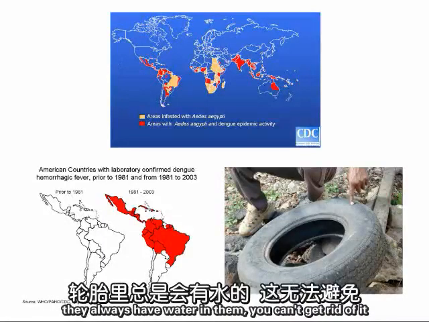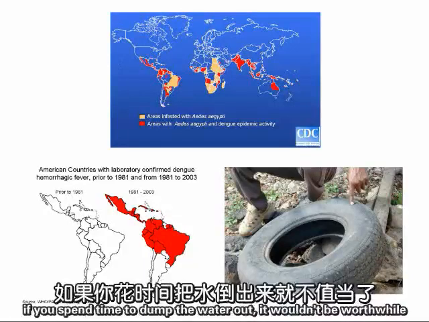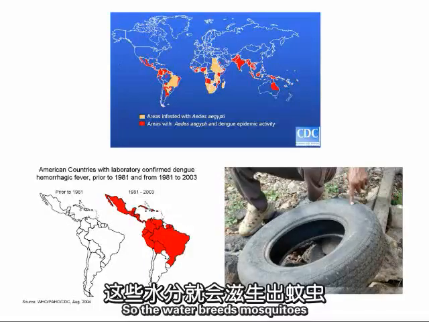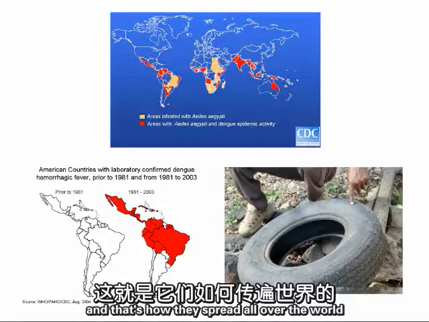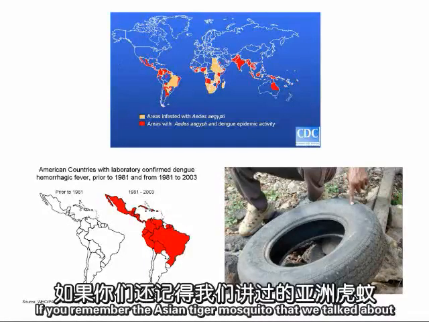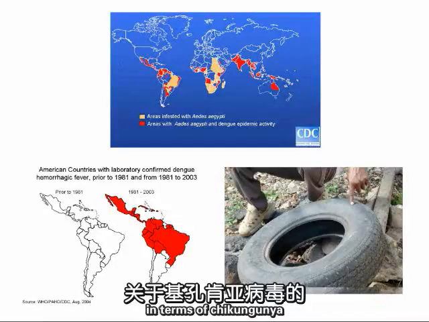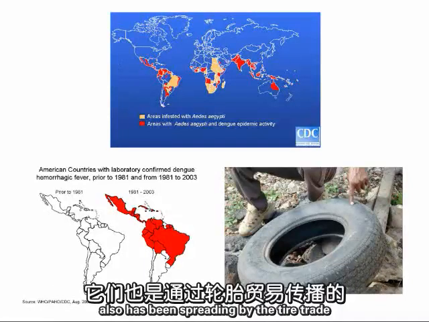They always have water in them. You can't get rid of it. If you spent time to dump the water out, it wouldn't be worthwhile. So the water breeds mosquitoes, and that's how they spread all over the world. If you remember, the Asian tiger mosquito that we talked about in terms of chikungunya also has been spreading by the tire trade.